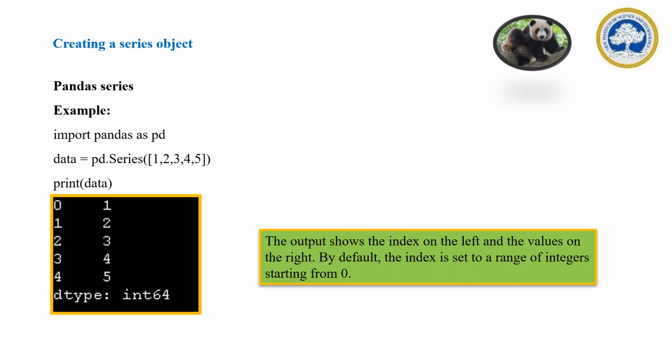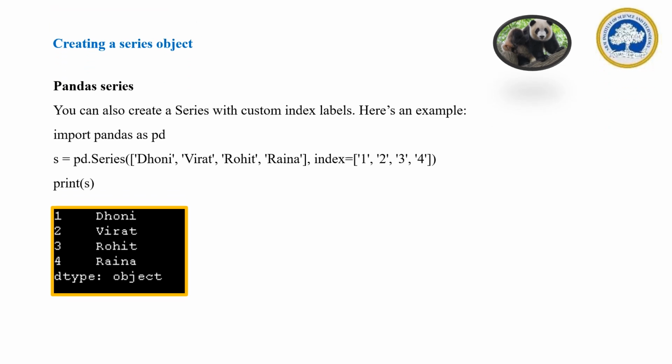First, the pandas Series. Similar to numpy, where you use import numpy as np, here import pandas as pd. Then pd.Series([1, 2, 3, 4, 5]) and print data, so you will have that particular series. The output shows the index on the left and the respective values on the right. By default, the index starts from 0. Another Series example has Dhoni, Virat, Rohit, Raina, and you can even define the index as 1, 2, 3, 4. If you are not defining it, it is going to take the index starting from 0.